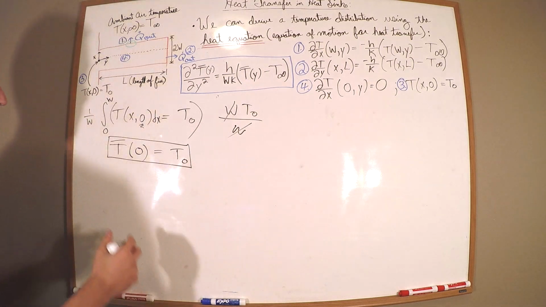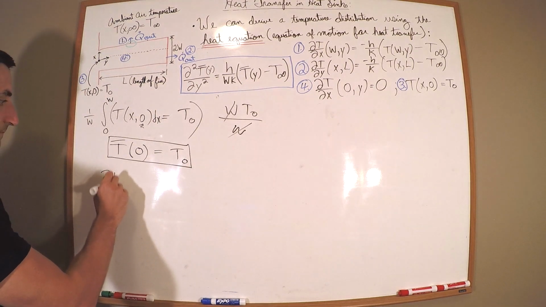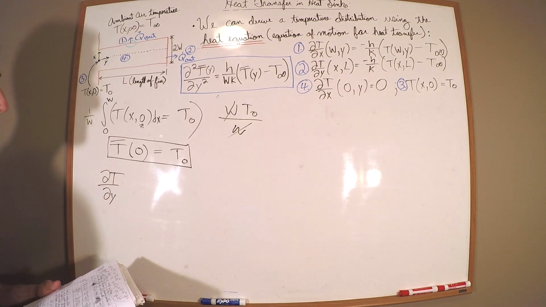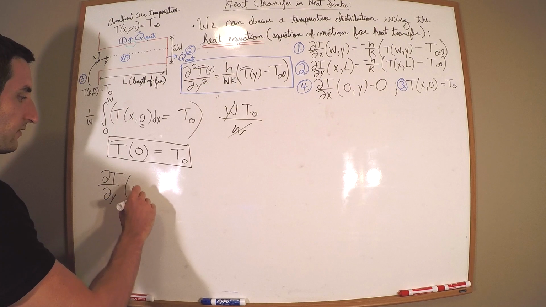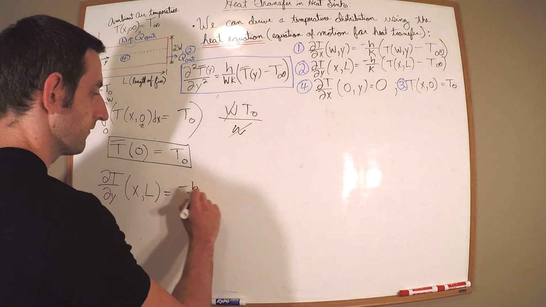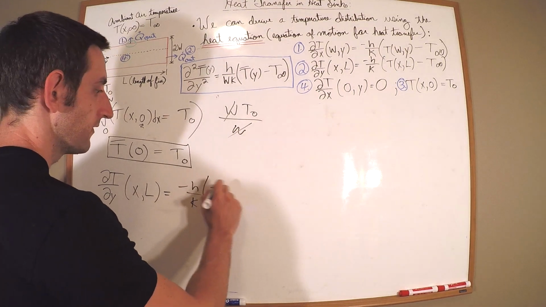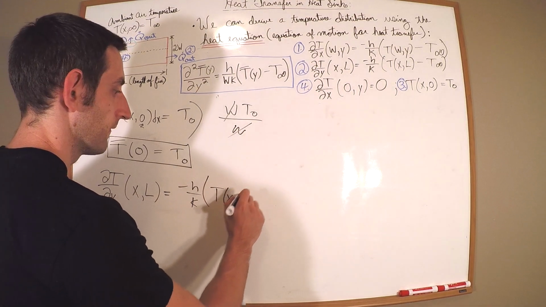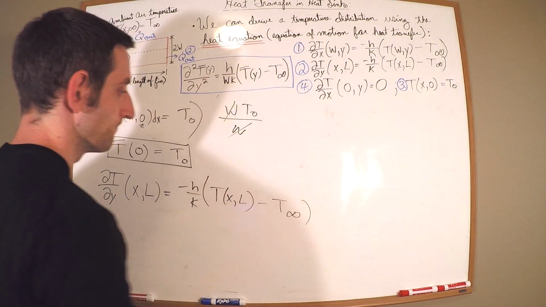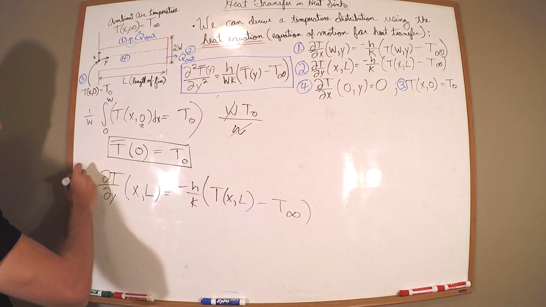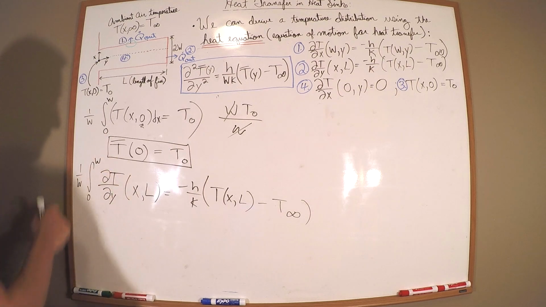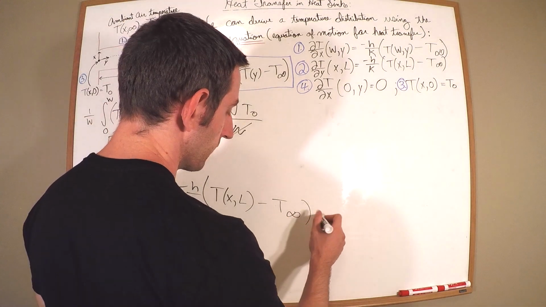Next one we need to work through is number 2. That's one we have not used. So we take dT dy at x, y equal L. That is equal to negative h over k times T(x, L) minus T infinity. All right. So we take this guy again, same operation. We average every term by multiplying by 1 over w and integrating over w in the x direction.